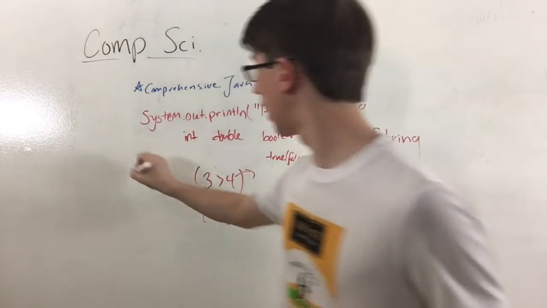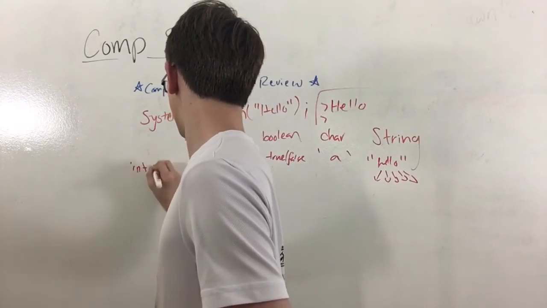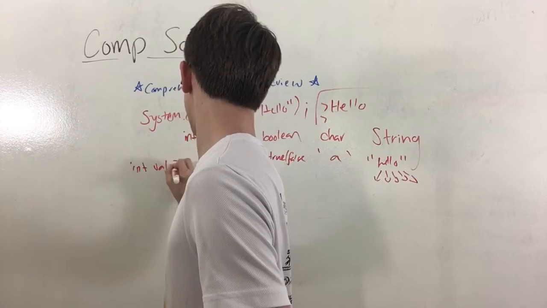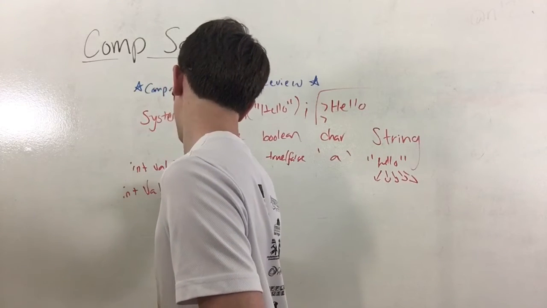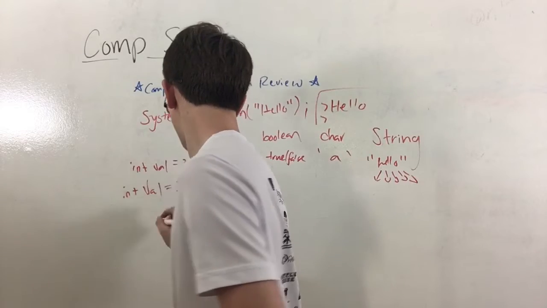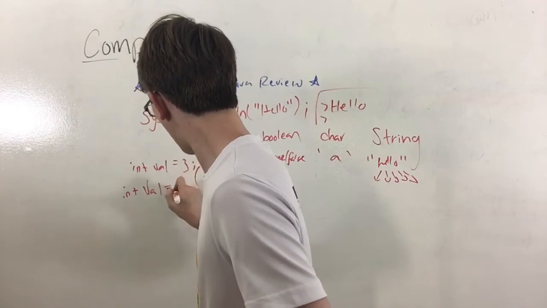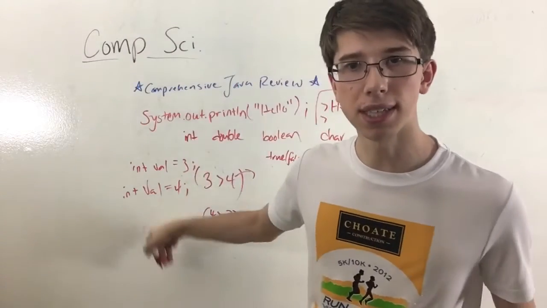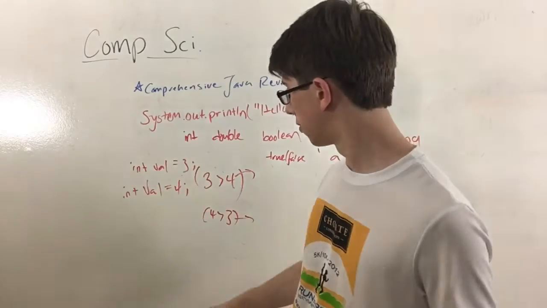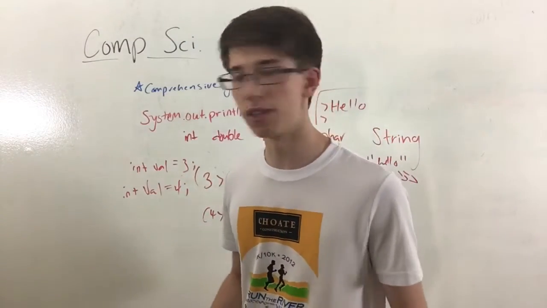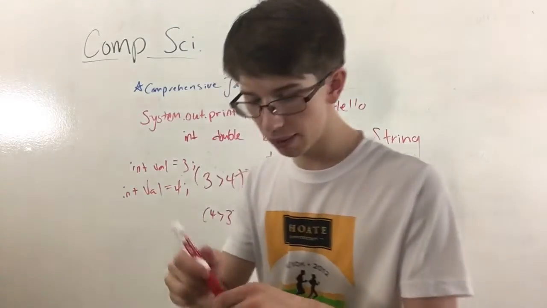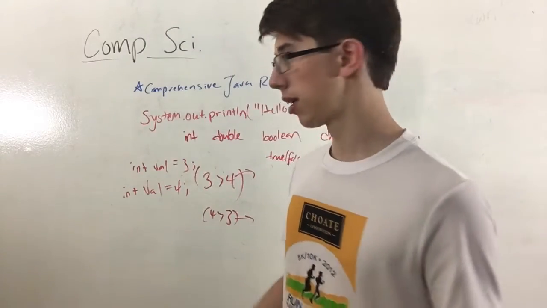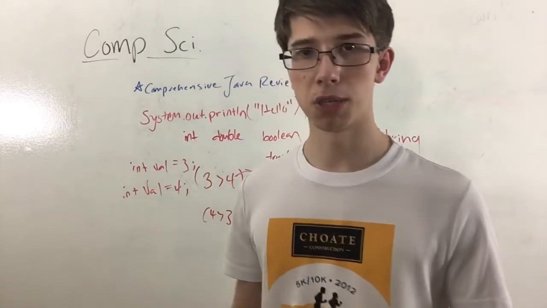If you were to say int val is equal to 3, and then int capital V val is equal to 4, this is acceptable. Why is it acceptable? Because Java is case sensitive. There's a difference between lowercase val and uppercase Val, and why is that? Well, because Java is case sensitive, as I've expressed before.